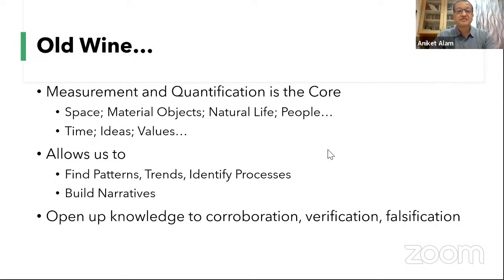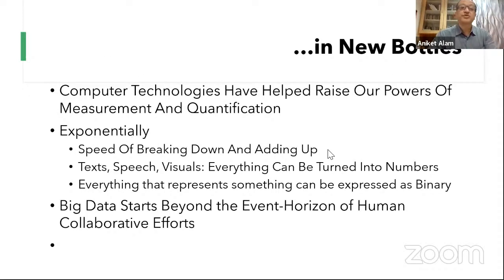Right. So, in a sense, this is old wine. And what do computers do? They just put it in new bottles because they raise our powers of measurement and quantification. We know that, right? This is a trivial point in some ways. They raise it exponentially, in a way where breaking down of things that we are studying into their constitutive elements, adding them up in different ways, the speed increases, the amount we can do increases. And most important of all, there is nothing which is a representation which cannot be broken and turned into numbers.